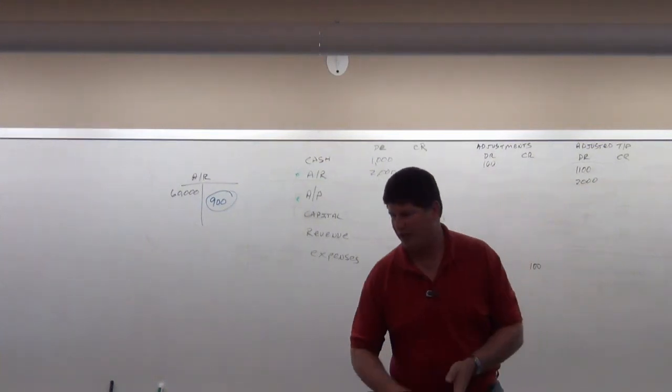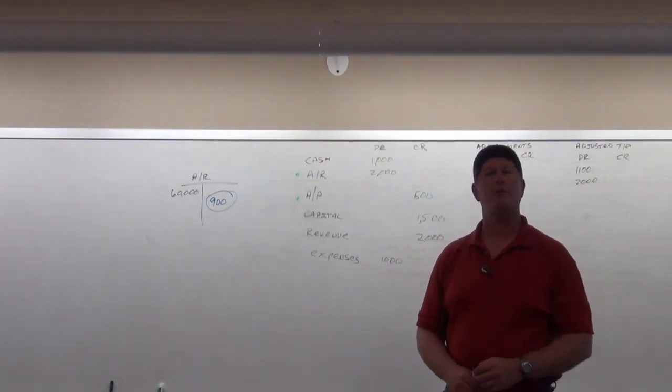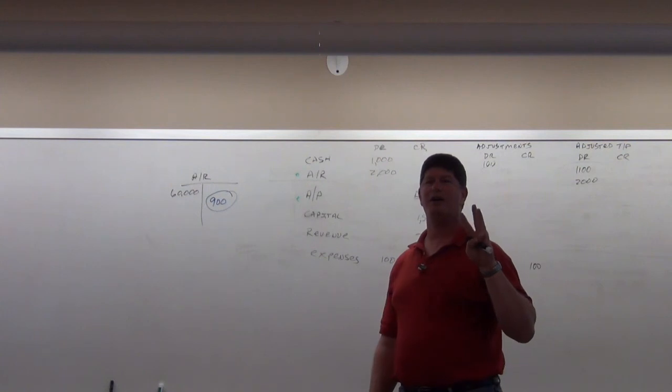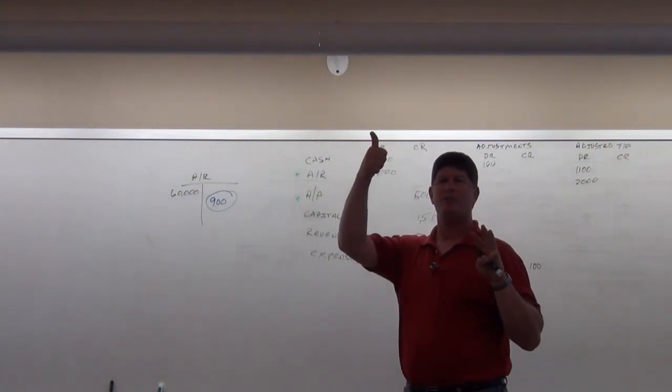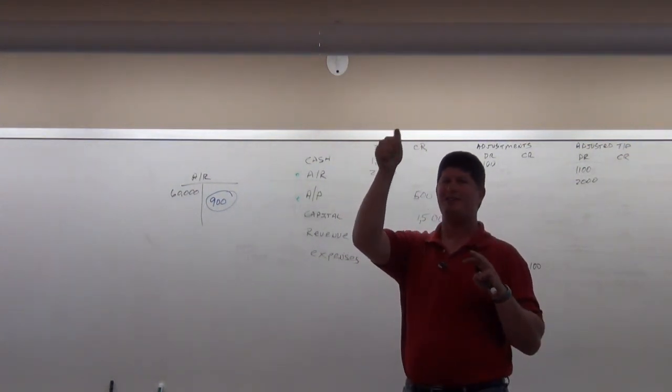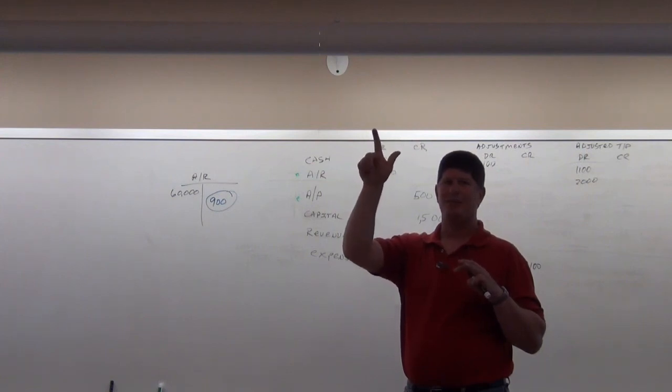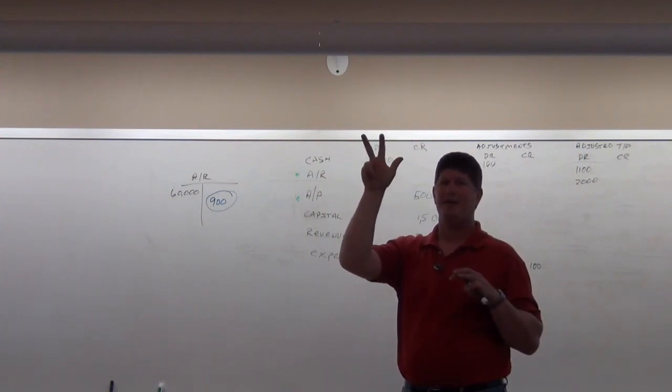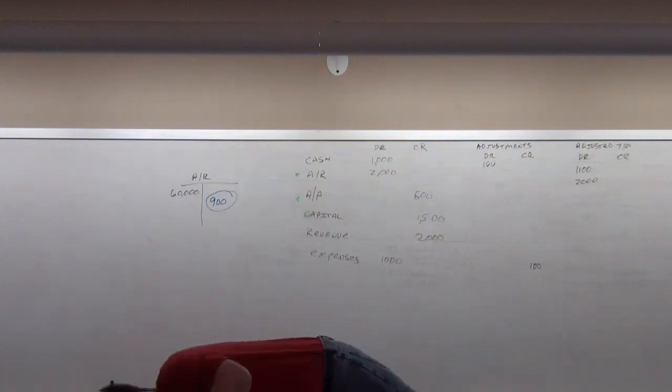There are how many financial statements? How many? 3. And they are in order? Which one do we prepare first? Income statement, statement of owner's equity, and balance sheet. Good.